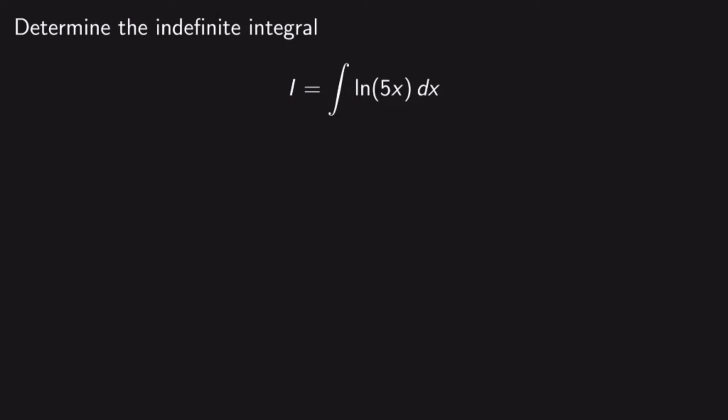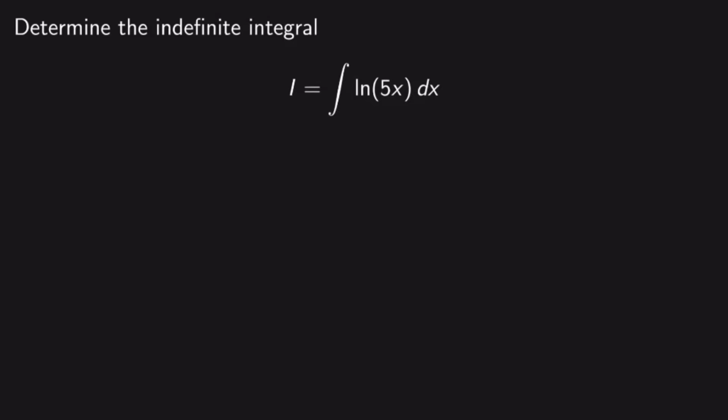Okay, here is an indefinite integral that we need to do. And at first glance, it seems like substitution might work because you have a composition, but it won't, because if you were to substitute u equals 5x, you still have to know the antiderivative of ln of u, and we don't know that. So we need to use integration by parts.